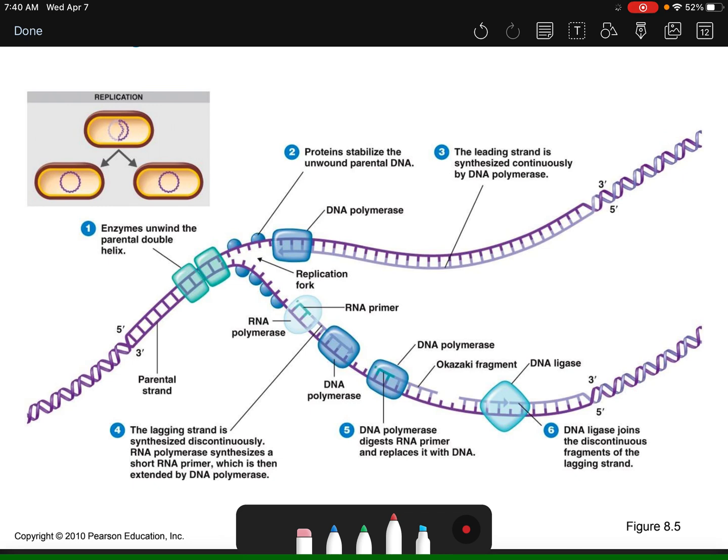Here's the replication fork. You can tell I'm doing this at school because you just heard the bell ring.